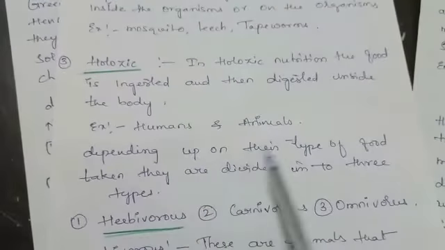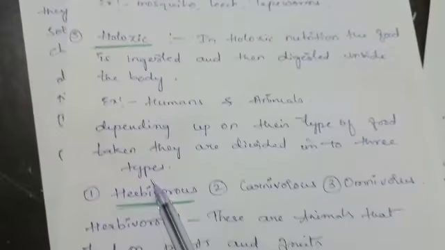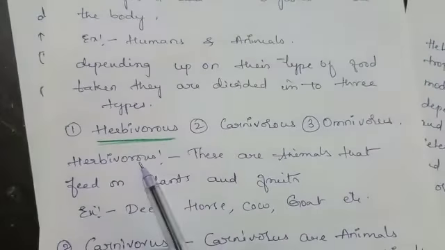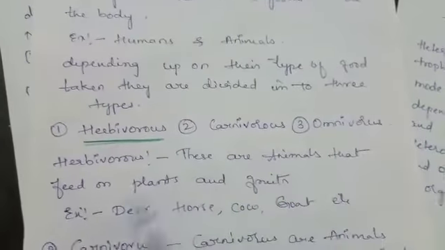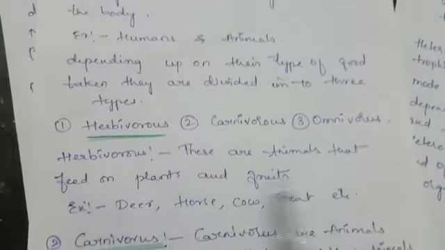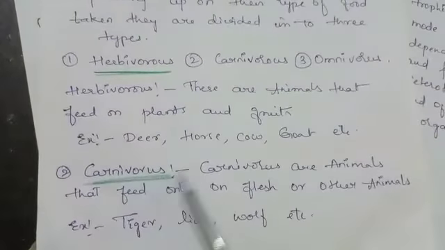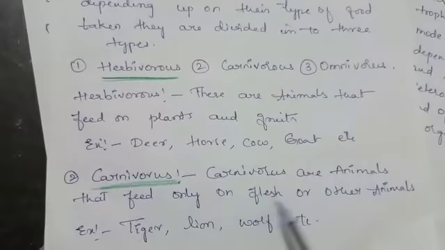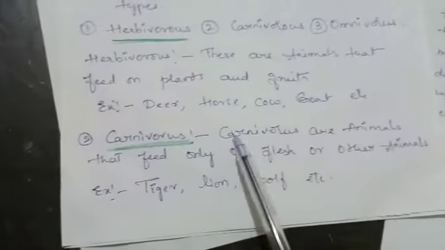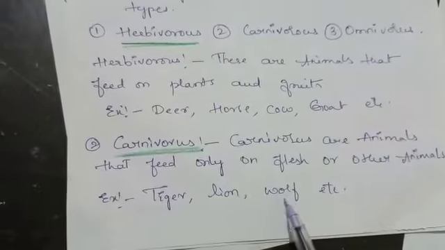Depending upon the type of food taken, they are subdivided into three types: herbivorous, carnivorous, and omnivorous. What are herbivores? These are animals that feed only on plants and fruits. They will not take flesh. For example, deer, horse, cow, goat, etc. What is carnivorous? Carnivores are the animals that feed only on flesh or other animals. Here they depend only on flesh. Examples: tiger, lion, wolf, etc.